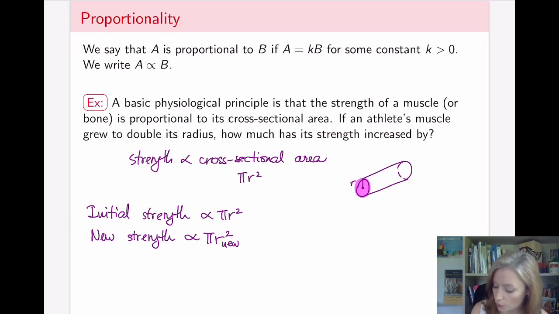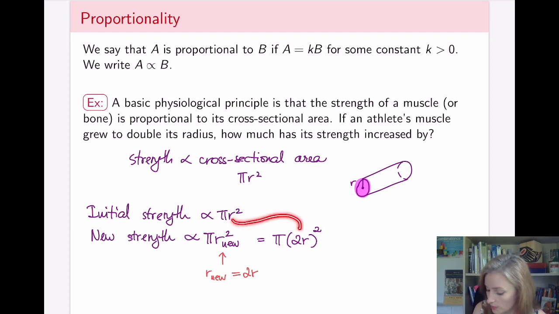Okay, so this new radius is actually twice the old radius, and I can replace that in the formula. So I have pi twice my old radius squared. And you guys are going to do a bunch more examples in class, but it's essential here to recognize that the new double the radius replaces the entire old radius underneath.